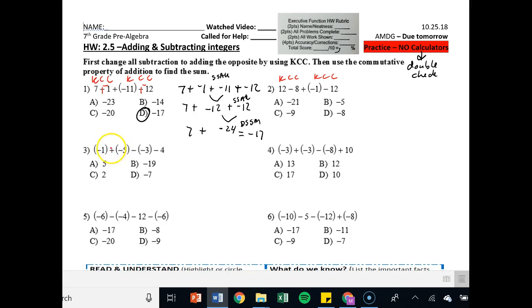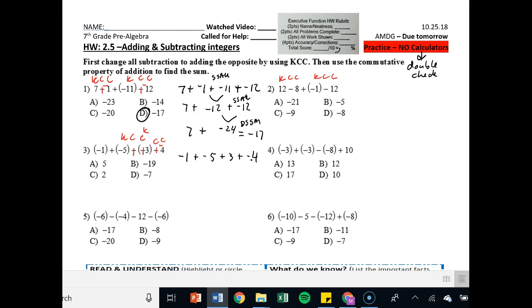No KCC here because I got a plus sign, but then I have a minus sign right here, so it's keep, change, change, so that becomes a negative 5 plus a positive 3. And then I got another minus sign. So again, keep the thing that I just changed as a positive 3, change. So plus a negative 4. So we rewrite this problem. It's negative 1 plus negative 5 plus 3 plus negative 4.